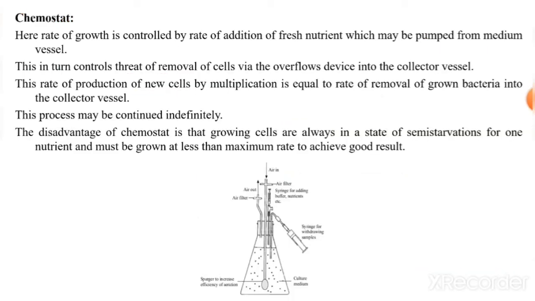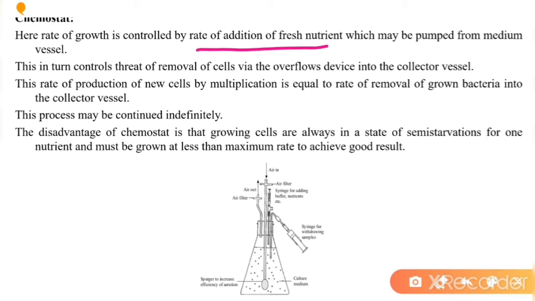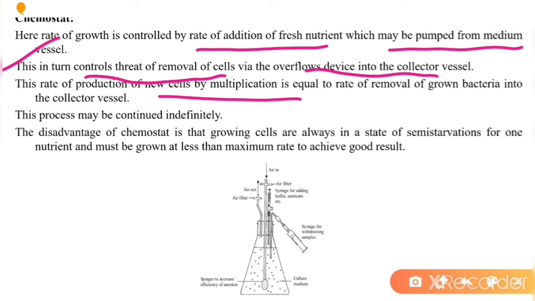Chemostat. Here the rate of growth is controlled by the rate of addition of fresh nutrient, which may be pumped from the medium vessel. This in turn controls the rate of removal of cells via the overflow device into the collector vessel. The rate of production of new cells by multiplication is equal to the rate of removal of grown bacteria in the collector vessel. This process may be continued indefinitely.